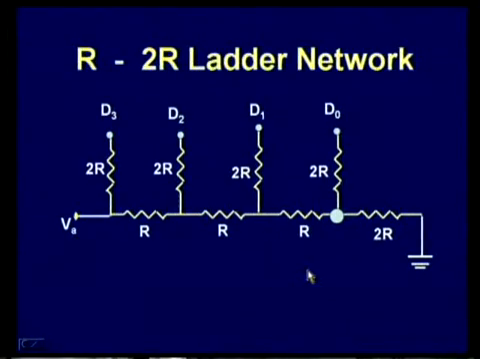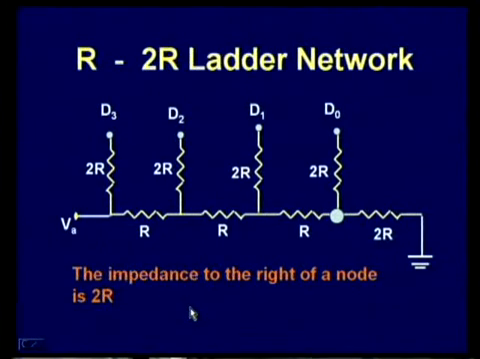So, nodes are formed at various places. You can see here this is one node, another node as such. Now, based on certain specific properties of this R2R ladder network, it will work more efficiently than many others. You can see that the impedance to the right of a node is 2R here. This is the node, and to its right the value is 2R. This is the specific property which we shall observe at each node.